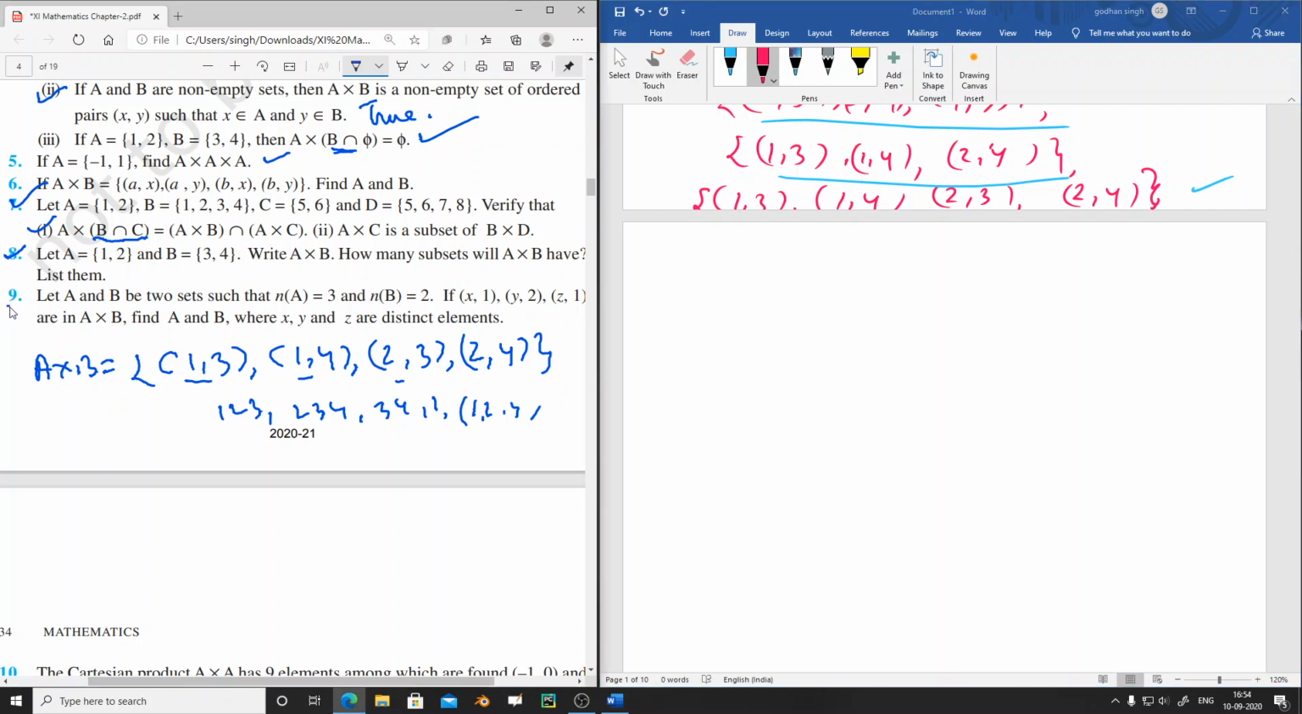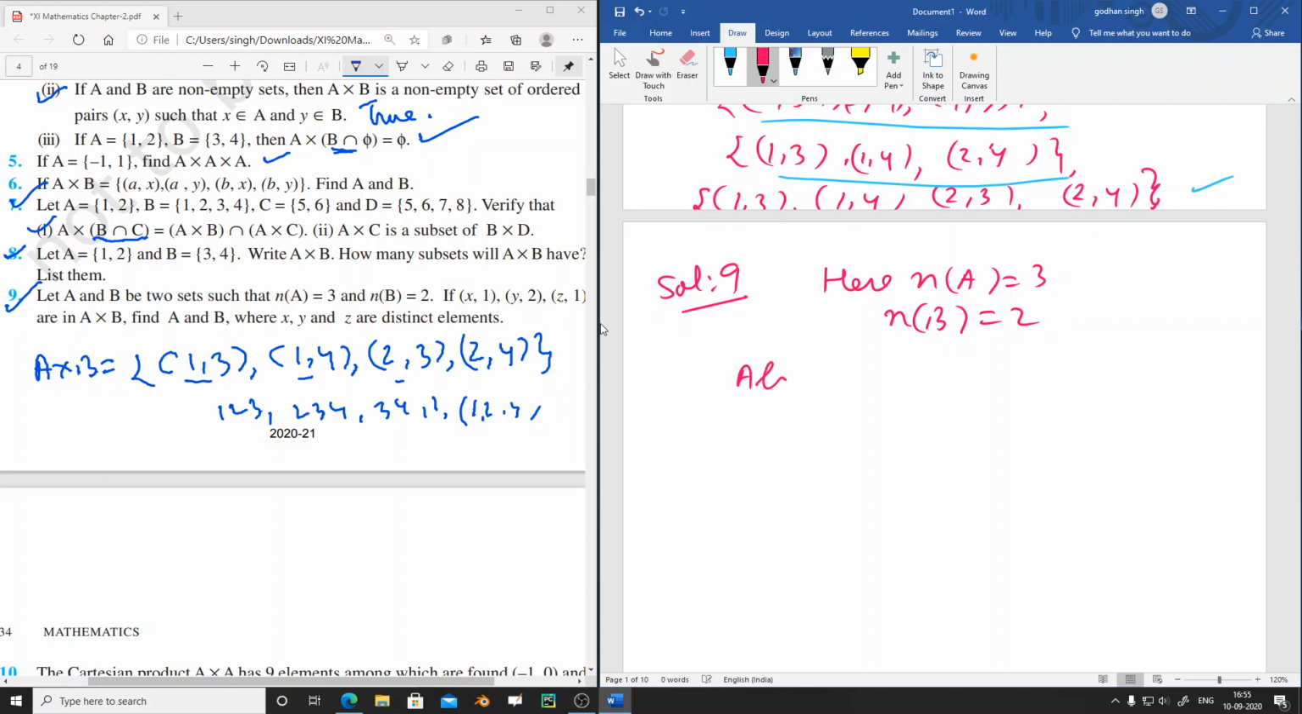Now we will solve question number 9. Let A and B be two sets such that n(A) equal to 3 and n(B) equal to 2. If ordered pairs (x, 1), (y, 2), (z, 1) are in A cross B, find A and B where x, y, and z are distinct elements. So solving question number 9. Here n(A) equal to 3 and n(B) equal to 2. That means the number of elements in set A is 3, and the number of elements in set B is 2.